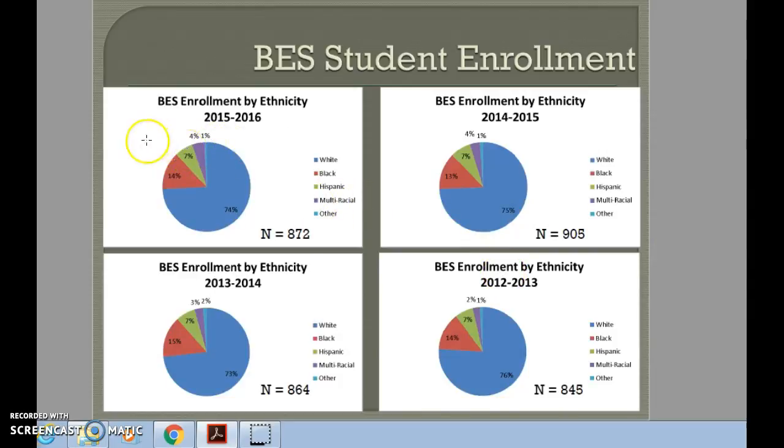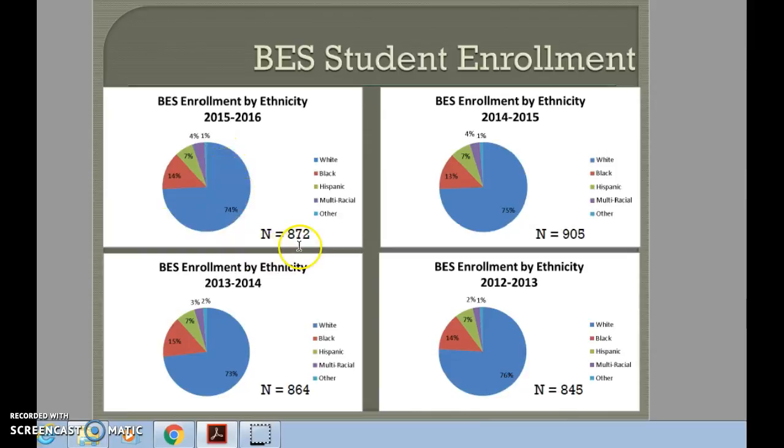This is our BES student enrollment determined by the ethnic groups that we have enrolled at our school. So we have the largest chunk is our white population of students. Our red chunks, our black population of students. The green is Hispanic. The purple is multiracial, and then we have a very small percentage of other, and that may be Native American, Indians, and Asians, and others.